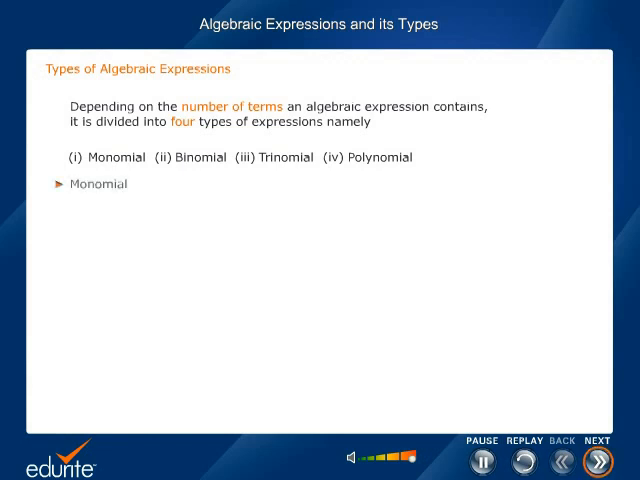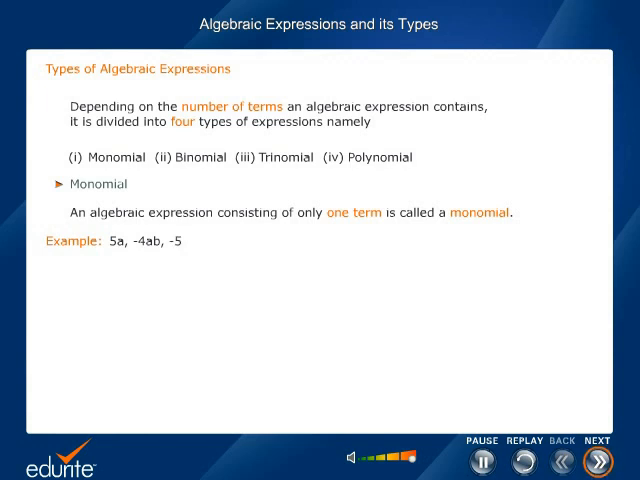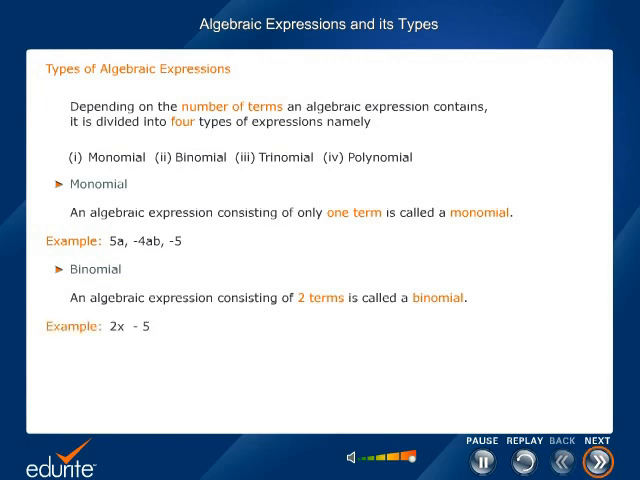An algebraic expression consisting of only one term is called a monomial. For example, 5a, minus 4ab, minus 5 are all monomials. Binomial. An algebraic expression consisting of two terms is called a binomial. For example, the expression 2x minus 5 has two terms, namely 2x and minus 5. It is thus a binomial expression.